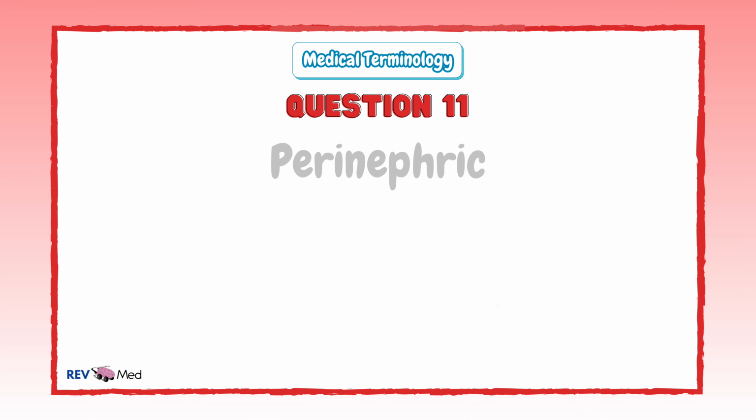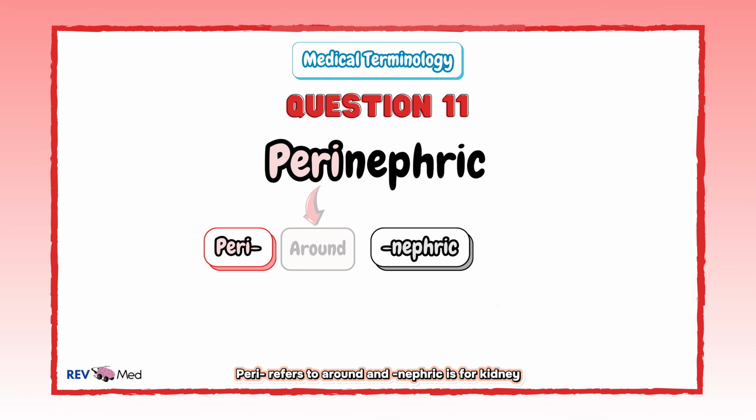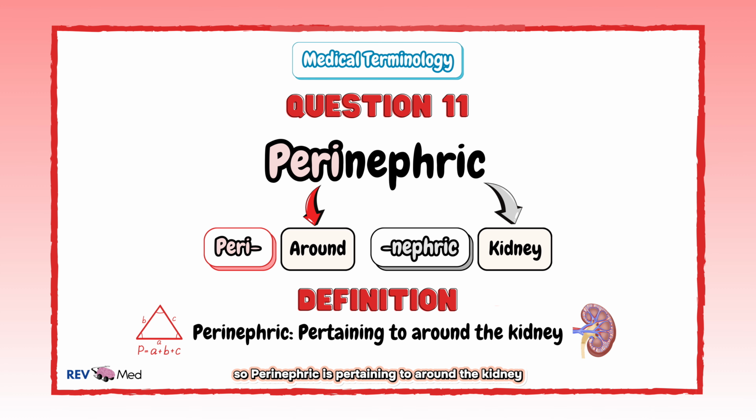Question 11. Perinephric. Peri refers to around, and nephric is for kidney, so perinephric is pertaining to around the kidney.